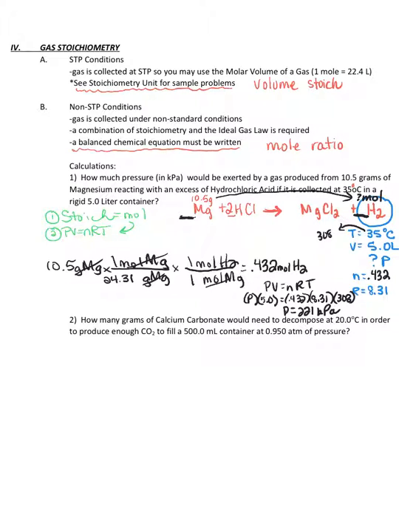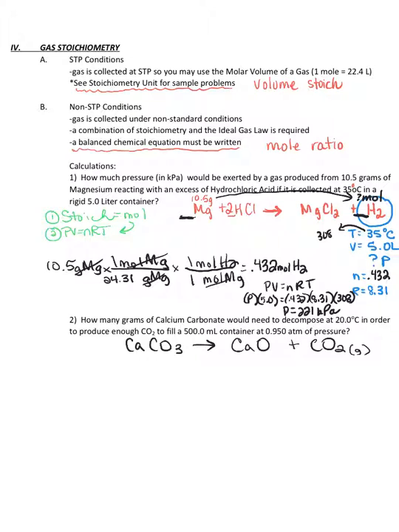All right, the next one. How many grams of calcium carbonate would need to decompose? Well, that's a metal carbonate. If you remember your special cases, metal carbonates decompose into metal oxides and carbon dioxide, which, by the way, is my only gas. That's going to be important. And it's decomposing at 20 degrees Celsius in order to produce enough carbon dioxide to fill a 500 milliliter container at 0.950 atmospheres of pressure.